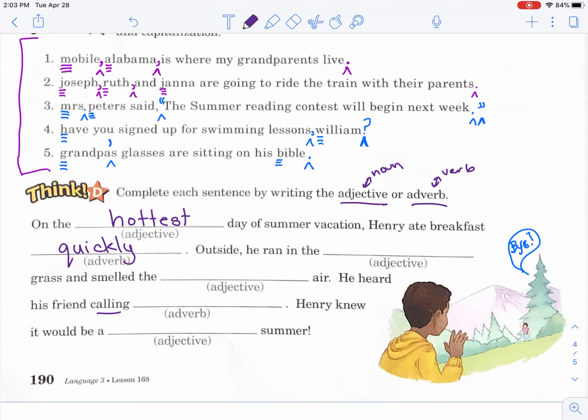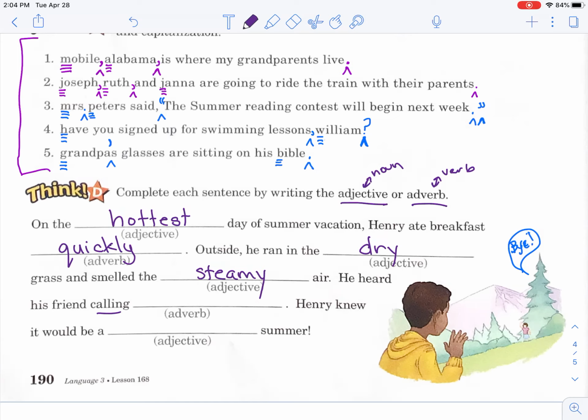Okay, outside he ran in the describe grass. Dry. Ooh. You know what? I would have said soft, but if it actually is the hottest day of summer, it probably would be dry grass that kind of itches your feet. Okay, dry grass and smelled the what air? Steamy air. Steamy. Are you in Hawaii? Yes. Steamy air. All right. He heard his friend calling what?